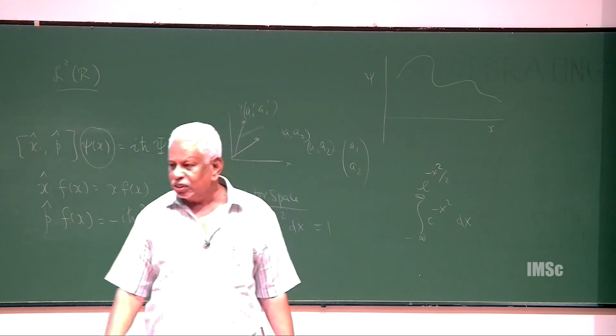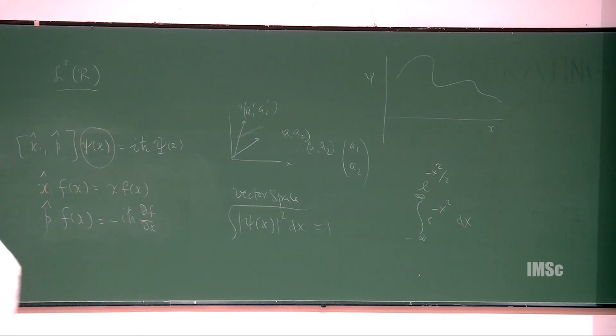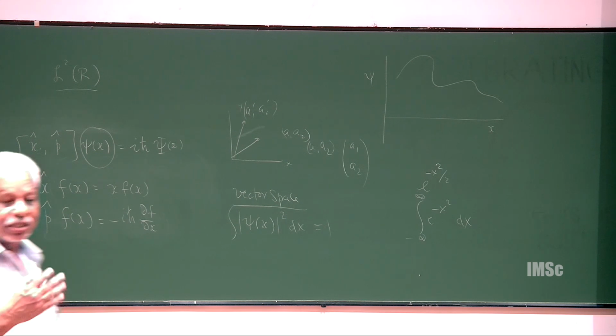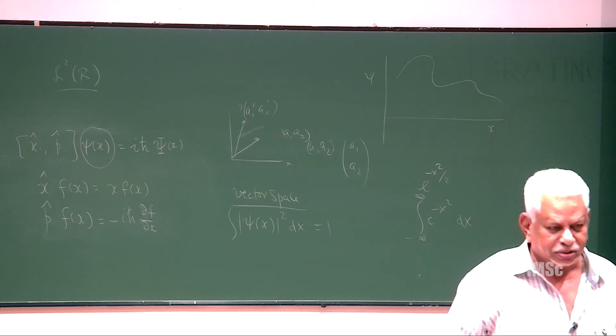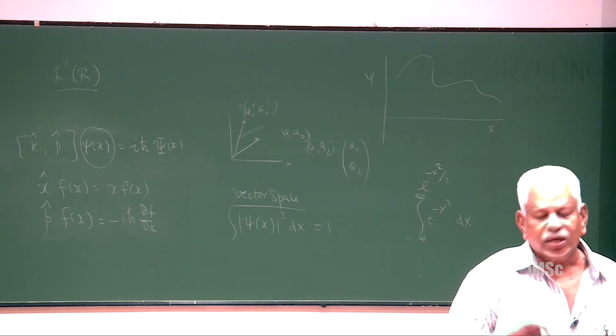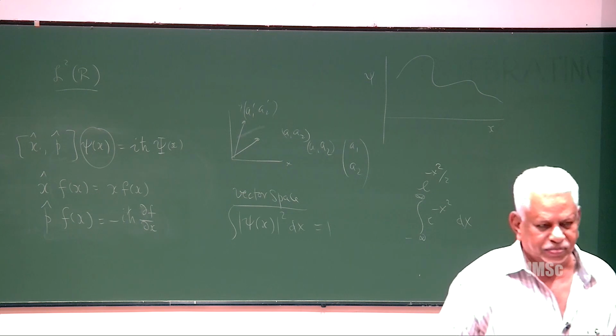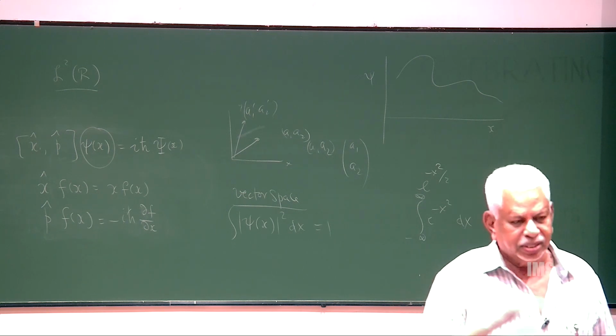So in the Heisenberg picture, only x hat as an operator changes with time, p hat as an operator changes with time, while psi of x always remains the same. Whereas in the Schrödinger picture, it is psi which changes with time, x hat does not change, p hat does not change with time. But they are only equivalent ways of saying the same thing.